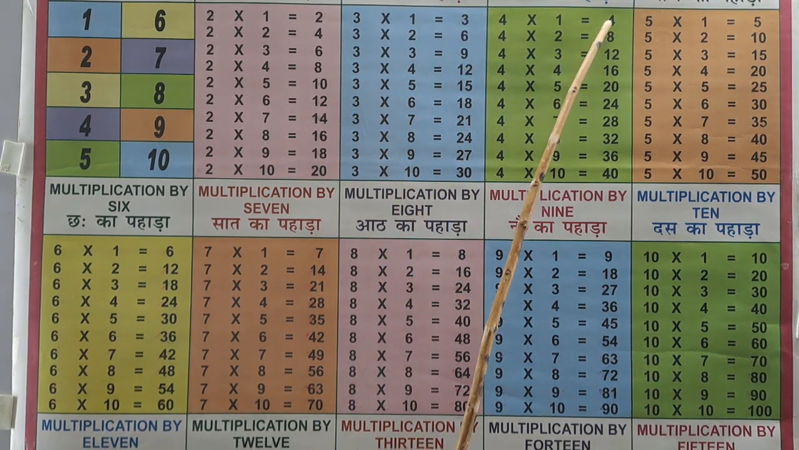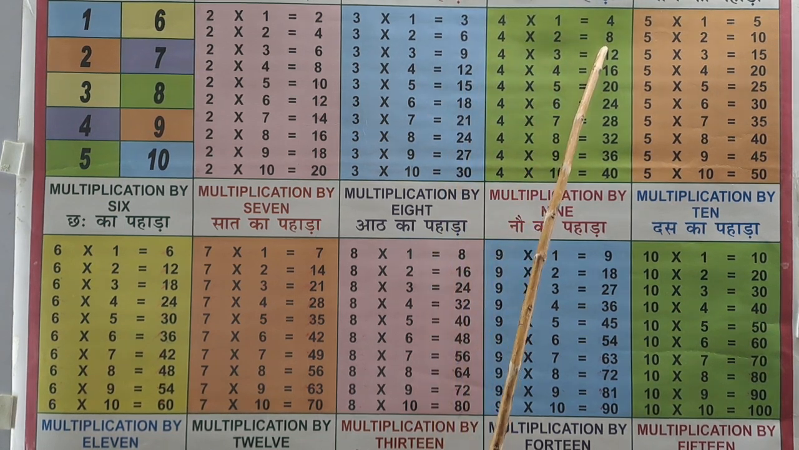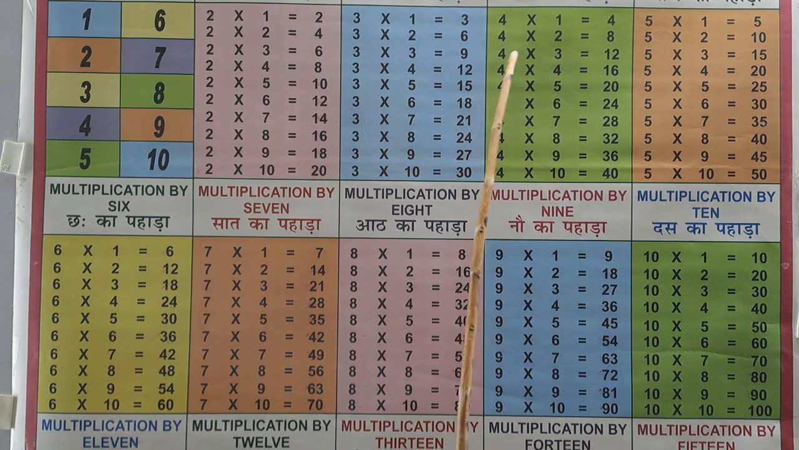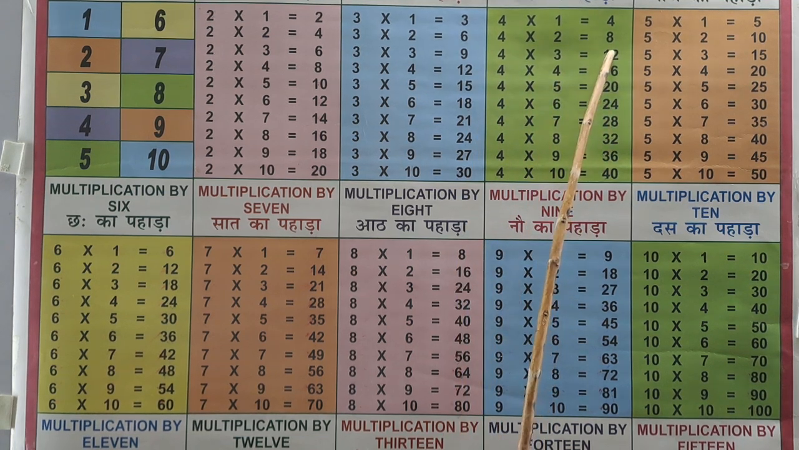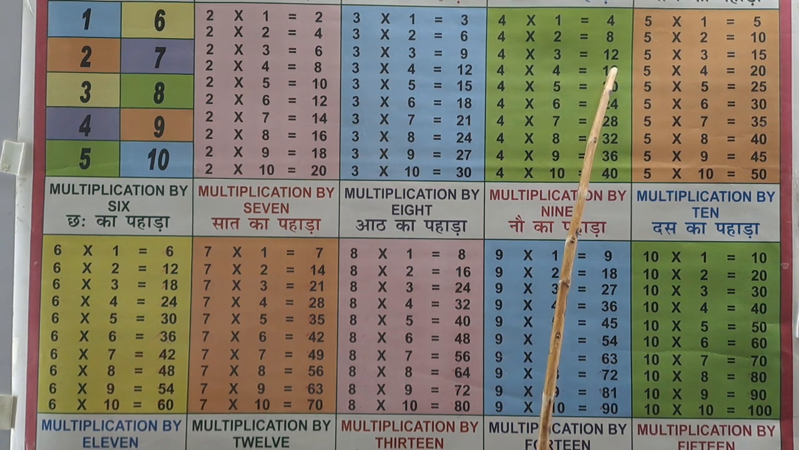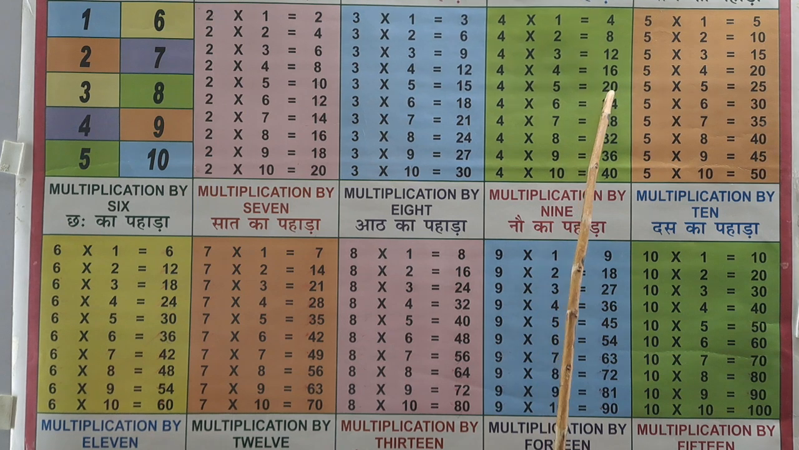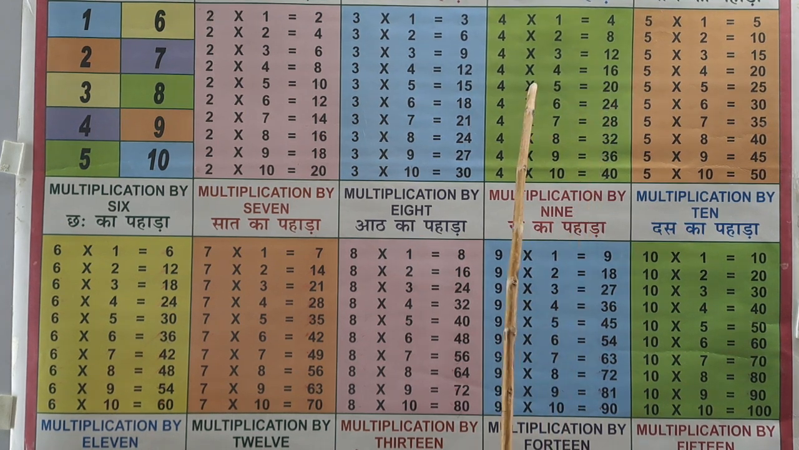4 ones are 4. 4 twos are 8. 4 threes are 12. 4 fours are 16. 4 fives are 20.